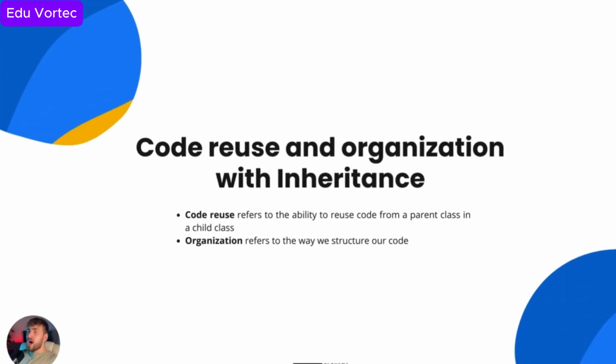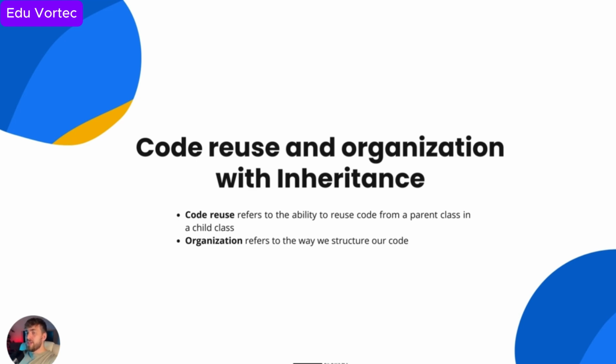Let's learn about how inheritance allows for code reuse and organization. So, what exactly is code reuse and organization in the context of inheritance? Code reuse refers to the ability to reuse code from a parent class in a child class. This means that we don't have to write the same code again and again for different classes. We can simply inherit the code from the parent class and use it in the child class. This makes our code more efficient and helps us avoid duplicating code.